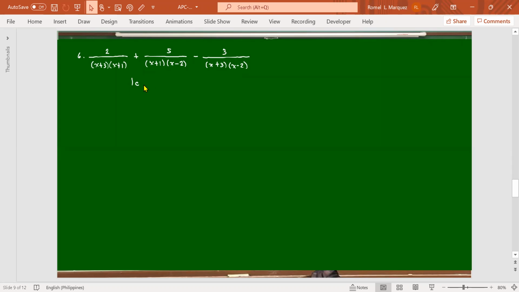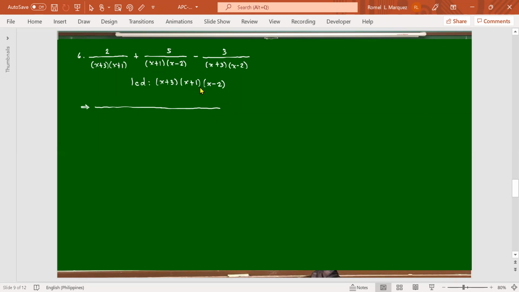What about here? What's the LCD, guys? Children, what's the LCD? x plus 3, x plus 1, x minus 2. Am I correct, guys? Children? Yes, sir. So first, let's divide that LCD by its denominator, and its result is to be multiplied to the respective numerator.